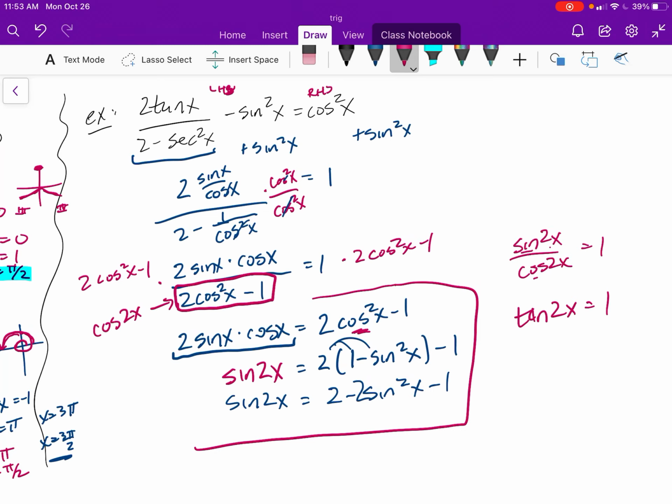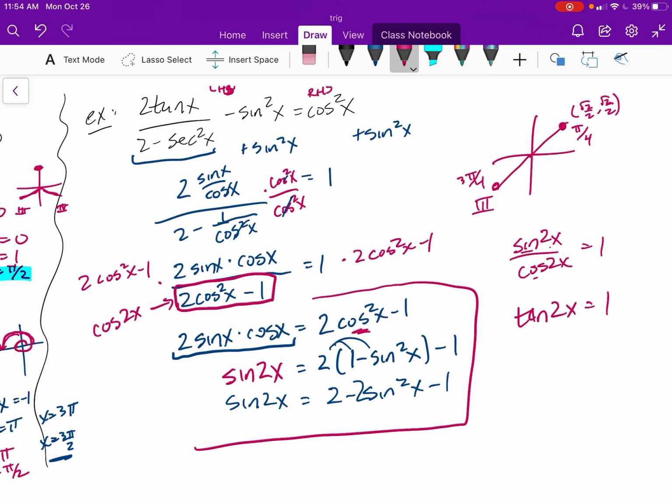Tangent 2x is 1. So where is tangent equal to 1? Tangent is equal to 1 both here and here, right? Because tangent is y over x, and we want the same thing, right? The square root of 2 over 2 and square root of 2 over 2. And it's also true over here because tangent is positive in quadrant 3 because they're both negative. So we have pi over 4 and 3 pi over 4.